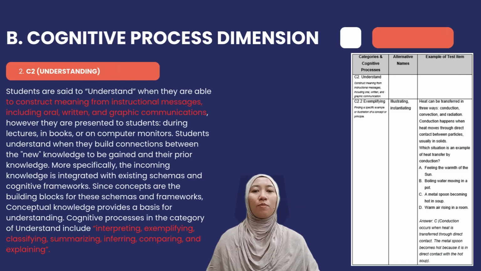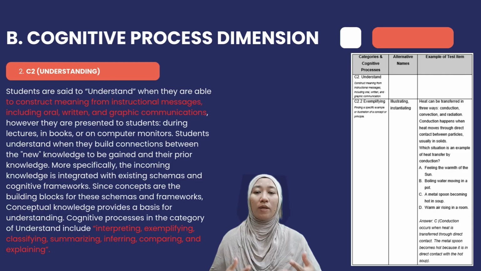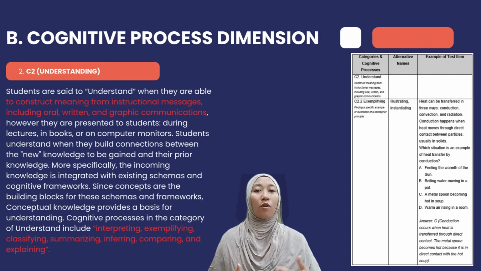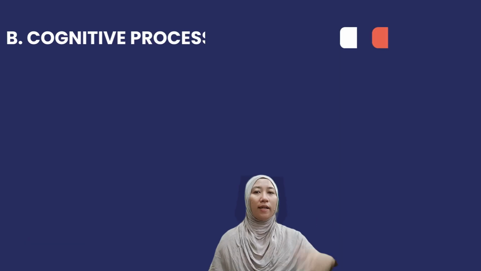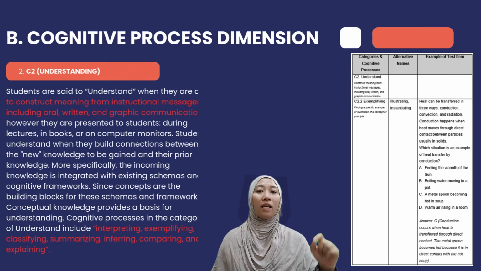Number 2 from C2, or understanding, is exemplifying. Exemplifying is finding a specific example or illustration of a concept or principle. This is an example of a test item, showing how to construct a test item for assessing exemplifying.